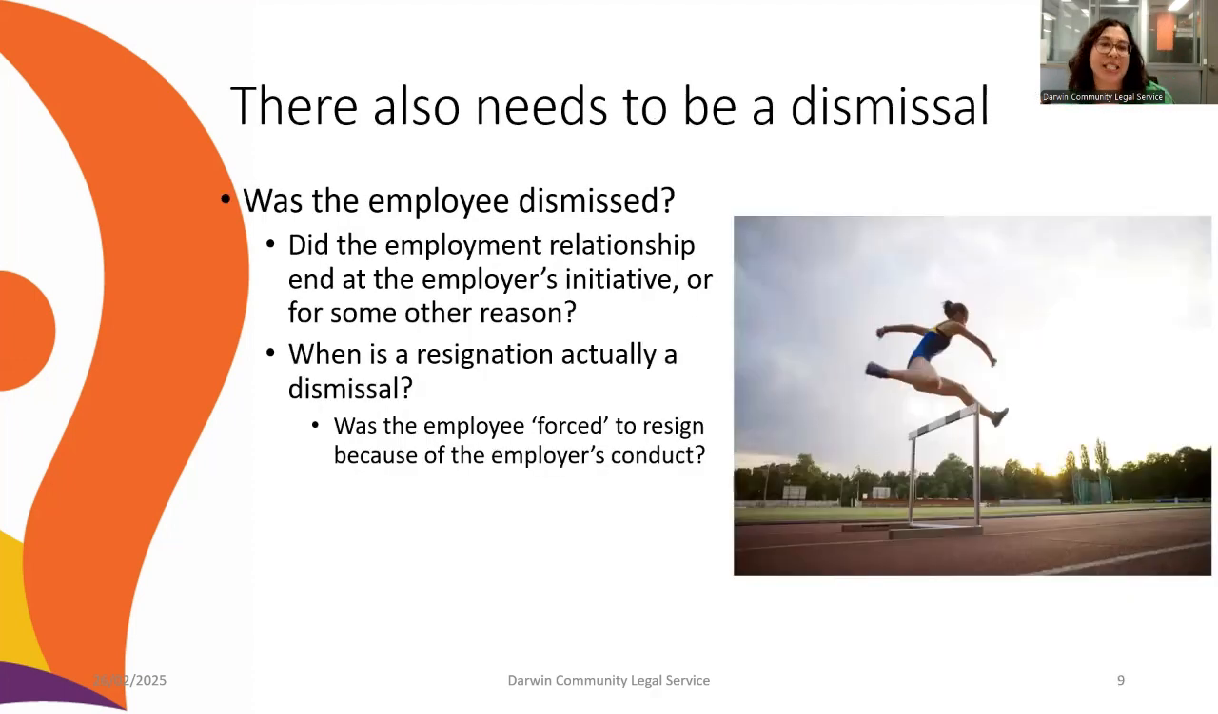Okay, next criteria. There needs to be a dismissal. It sounds like a very obvious point to make, but the reality is it's not always clear-cut whether there has actually been a dismissal or whether something else has occurred. A claim cannot succeed if the Fair Work Commission is not satisfied that a person has been dismissed.